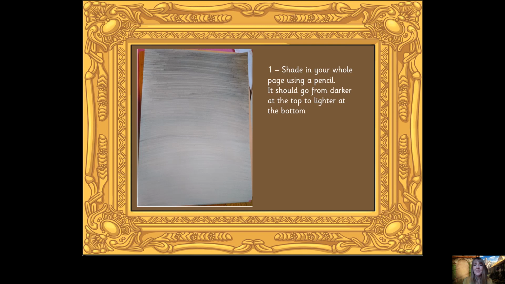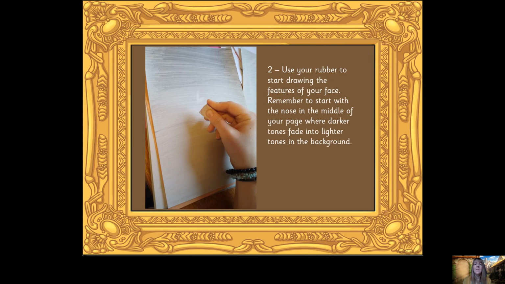Okay, right then, if you haven't paused the video, do that now. You should have a shaded piece of paper now, and we're ready for part 2. You need to use a rubber to start drawing the features of your face. So what you're going to be doing is rubbing out the penciled shaded background to be able to see the picture, to be able to draw your portrait.